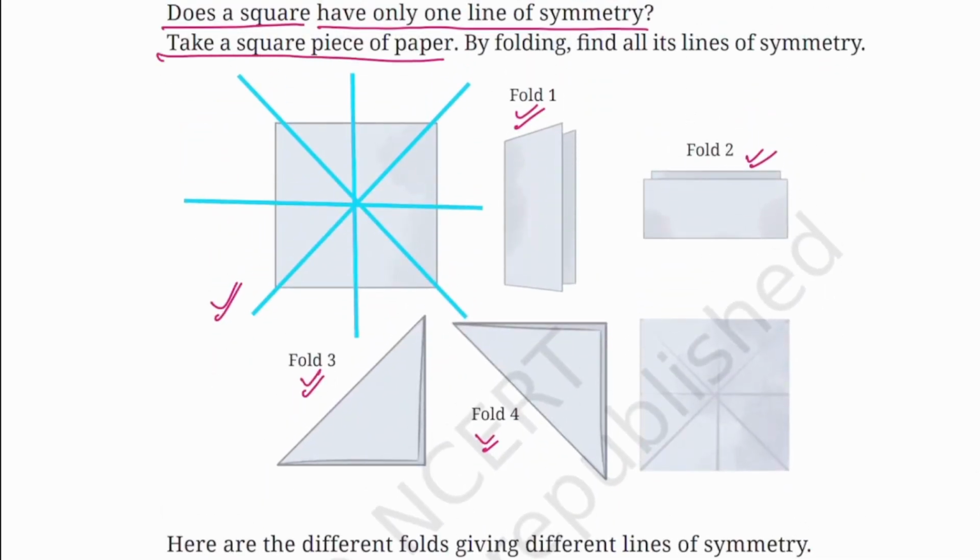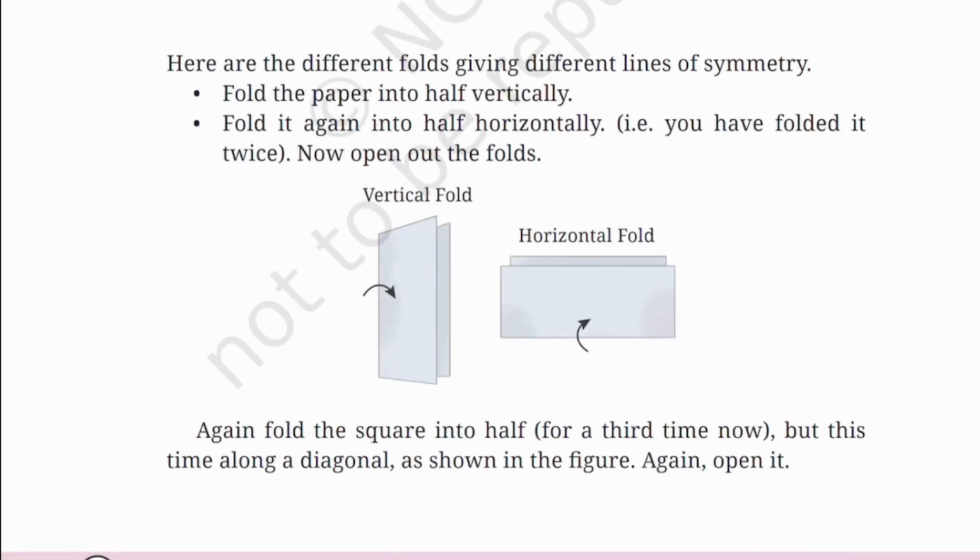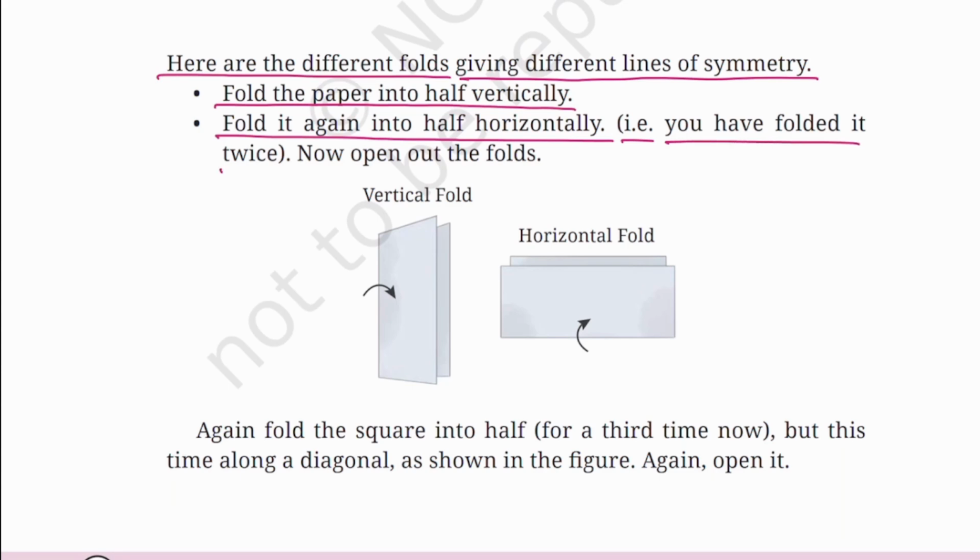Take a square piece of paper and, by folding, find all its lines of symmetry. Here are different folds giving different lines of symmetry. Fold the paper into half vertically. Fold it again into half horizontally. That is, you have folded it twice. Now open out the folds.